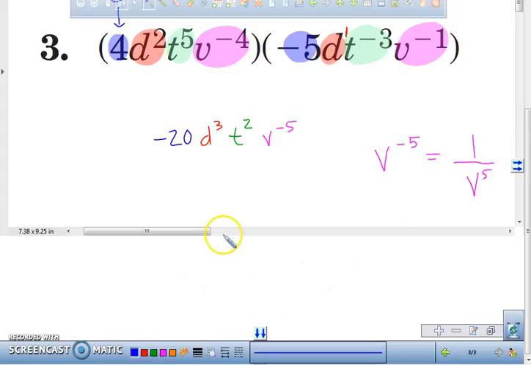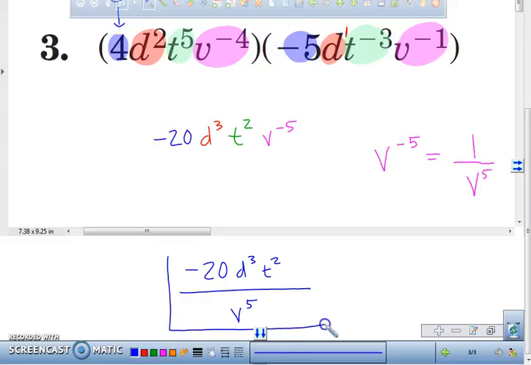So here's your final answer. Negative 20 d cubed t squared all over b to the 5th. That's your simplified answer. Notice, we're allowed to have negatives with coefficients, but we're not allowed to have negative exponents.